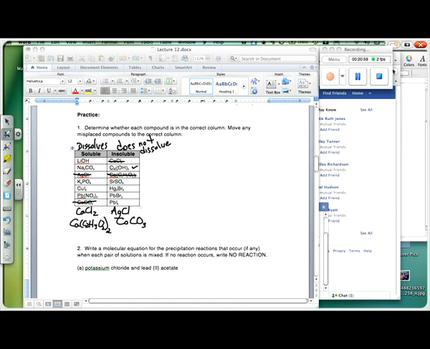All right, so this is what we're going to do when we write our products and we check to see which one is soluble and which one is insoluble. The insoluble is your precipitate. So when you get these combinations that do not dissolve, these are your precipitates. And that's a shorthand way of writing precipitate.